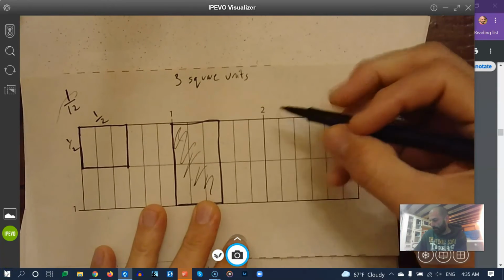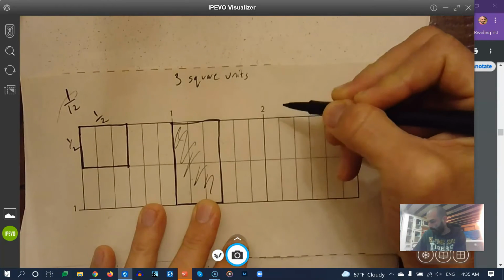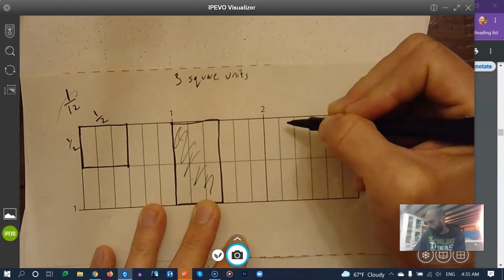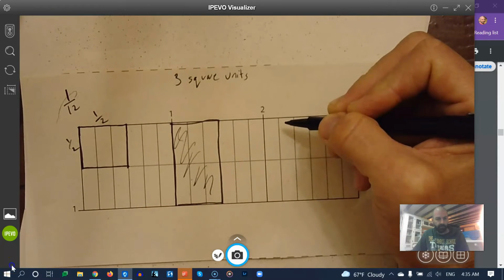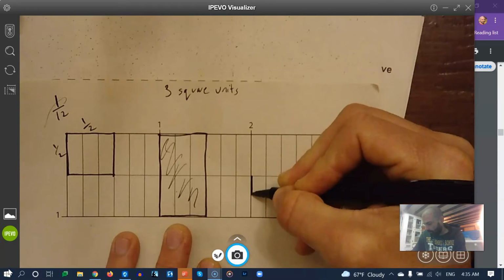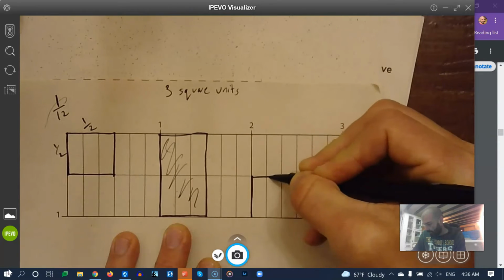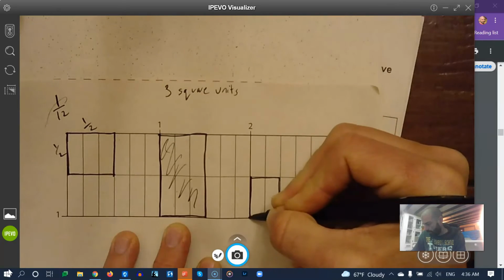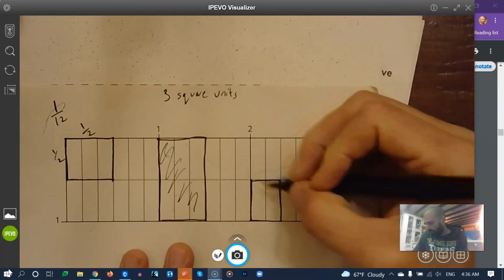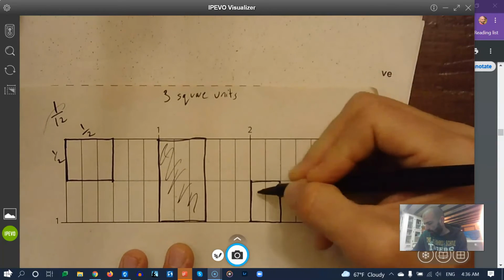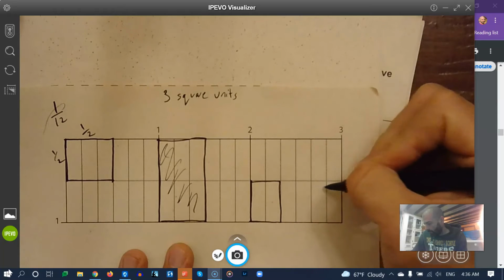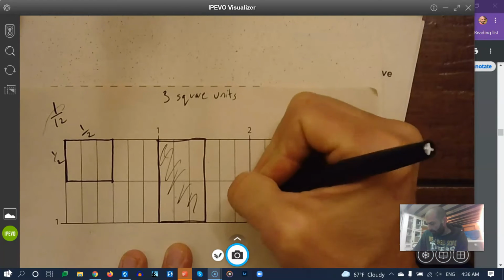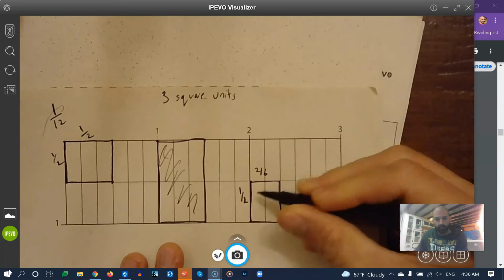All right, now what about if I drew this array right here? So we have, let's see, 1, 2, 3, 4, 5, so that's 2/6 by 1/2. What is the area in there?